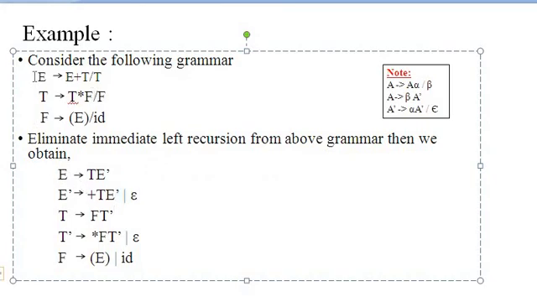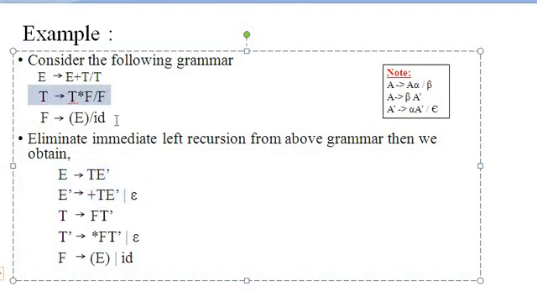So remove left recursion from this line. E gives E plus T or T. After removing left recursion, it becomes E gives T E dash. E dash gives plus T E dash or epsilon.